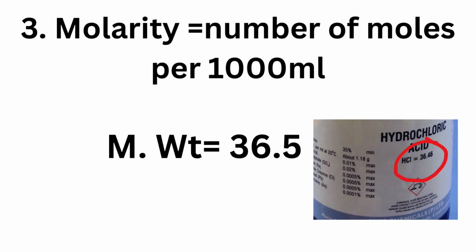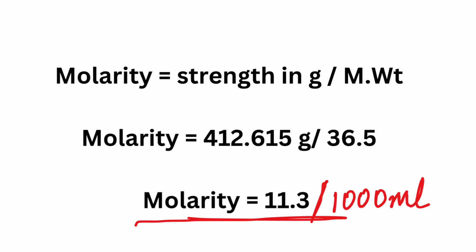After finding that, you're going to take the strength that we just got in grams and divide that by the molecular weight. So that was 412.615 grams divided by the molecular weight, that is 36.5. So you'll get the molarity. So the molarity of the bottle of HCl in your laboratory, you're going to get that. With mine, it will be 11.3 moles per 1000 ml.